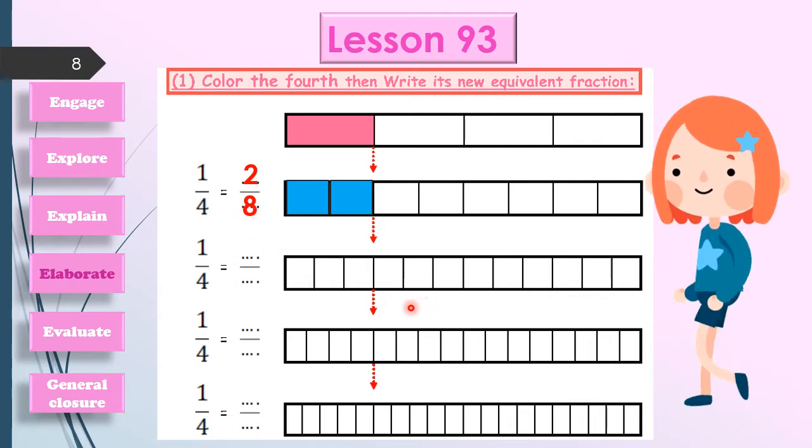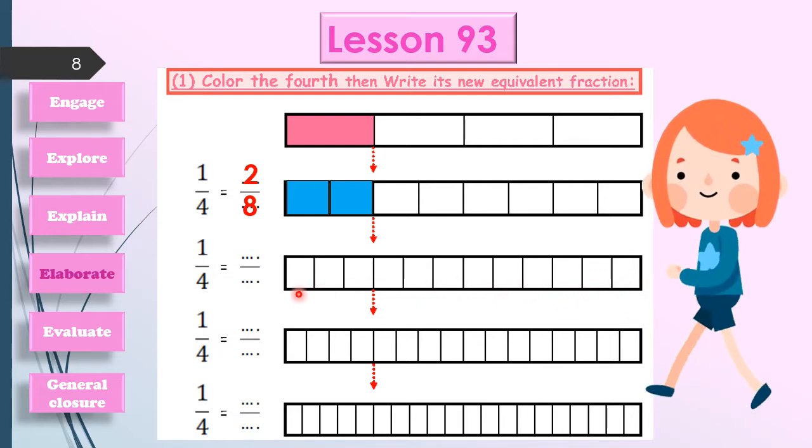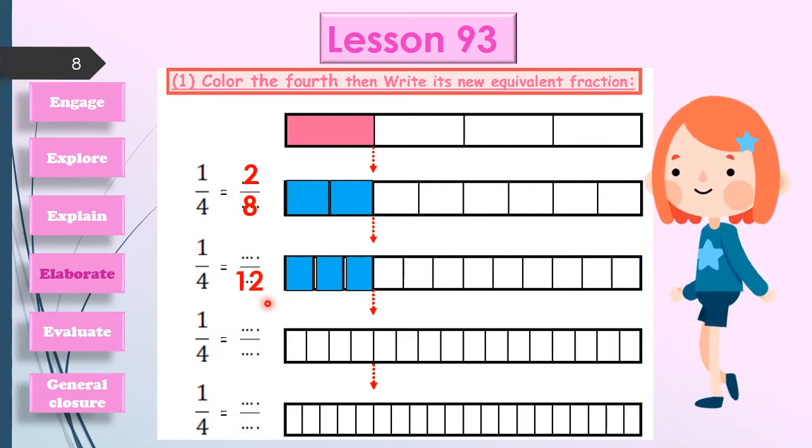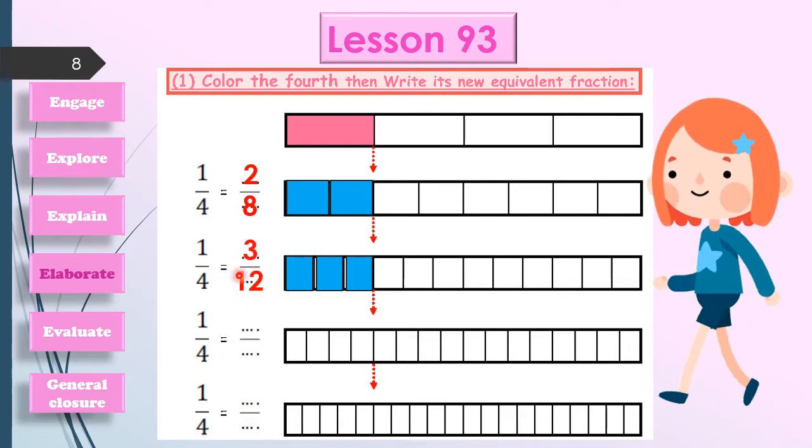In the next one we have here 1, 2, 3, 4, 5, 6, 7, 8, 9, 10, 11, 12. We have 12 equal parts. Then I will color the parts until I reach this fourth, then stop. 1, 2, 3 only out of 12. Then write down in the denominator 12 and the colored part which reached a fourth, it will be 3 twelfths. A fourth equals 3 twelfths.